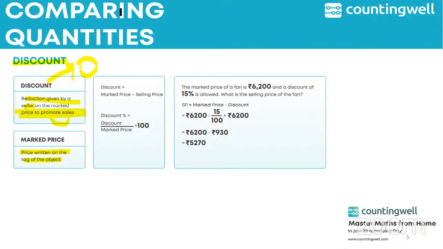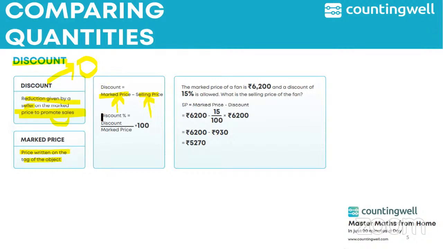So discount is nothing but the marked price minus selling price. You can see the marked price will be greater than the selling price. That's why we have subtracted selling price from the marked price. So if there is an object with marked price 50 rupees and the selling price is 40 rupees, then the discount will be 10 rupees in that case.